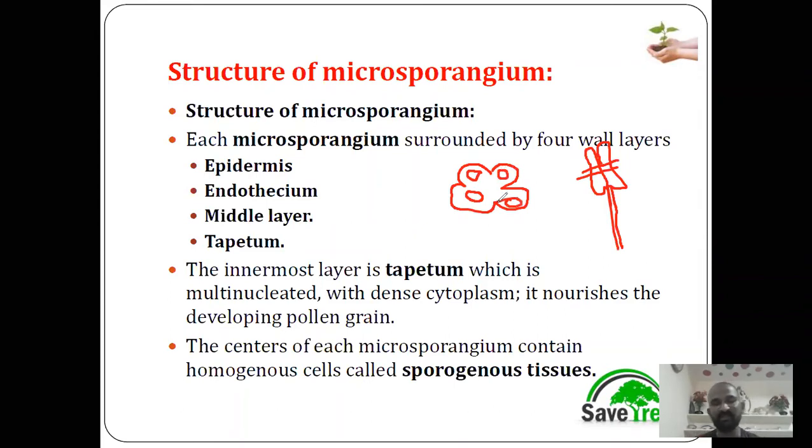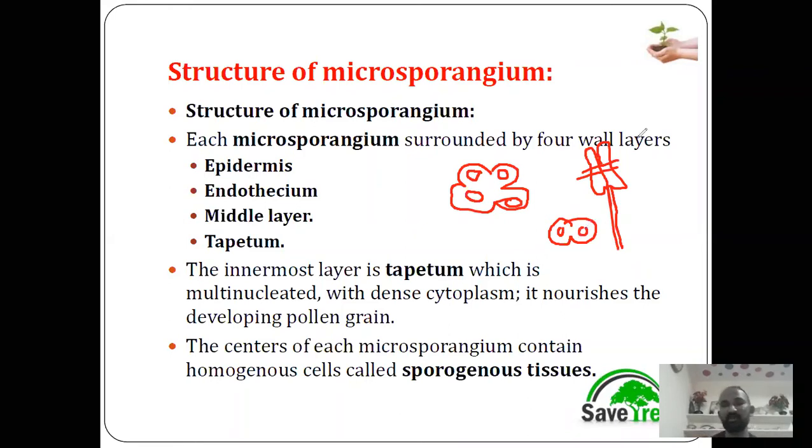Either it is a dithecous anther, or in some members like Malvaceae, only monothecous anthers are there. These monothecous anthers consist of a single lobe, which has only two sporangia. This is mainly found in Malvaceae members like Hibiscus rosa-sinensis.